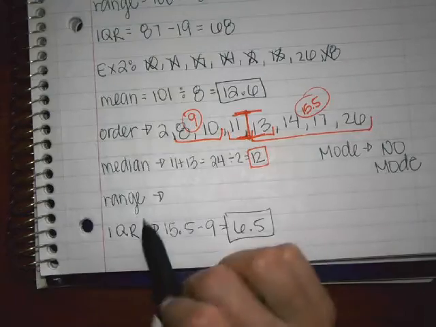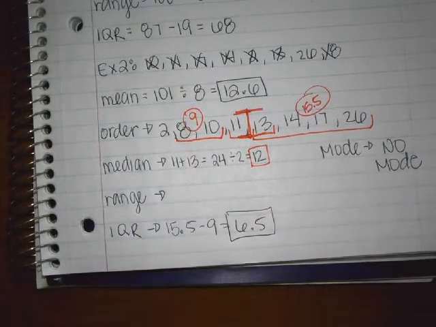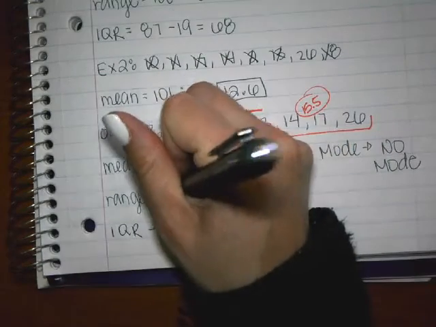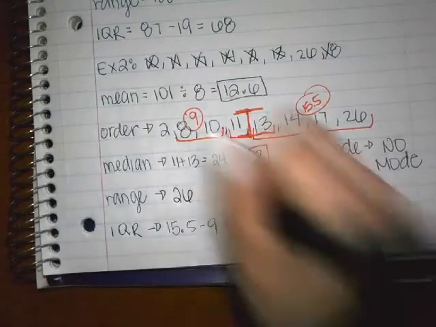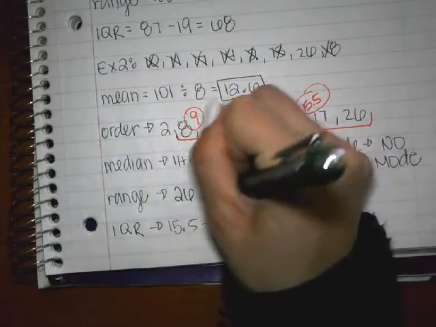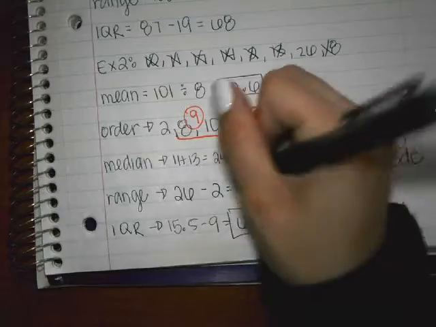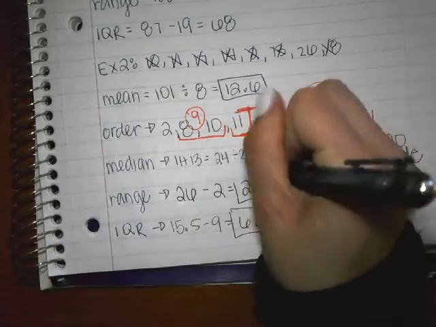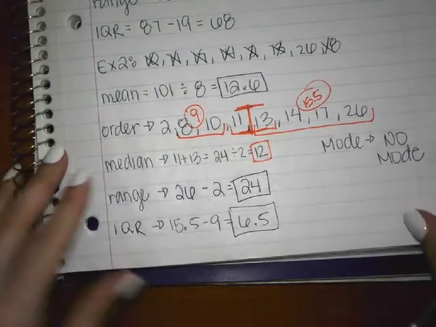Okay, so to find that range, we take the highest number, which is what, everyone? 26, and we subtract the lowest number from it. What's the lowest number? 2. So what's my range, everyone? 24. All right, let's go do one more example, and then we're going to do an activity.